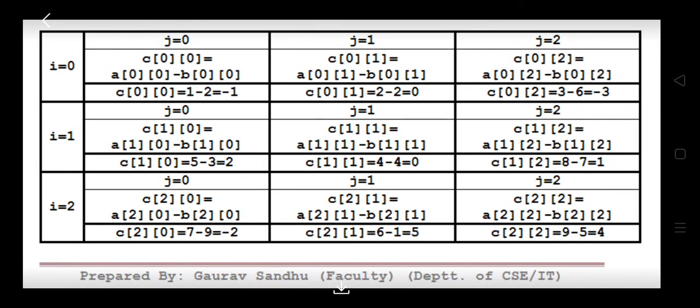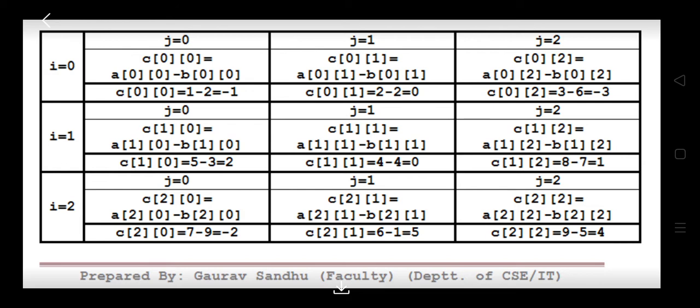Now let's see how things are going on. Initially, because of the loop i, the value of i will vary from 0 to 1 to 2 because it is a 3 cross 3 matrix and the loop will go till less than 3. When i is equal to 0, the value of j will vary from 0 to 1 to 2.